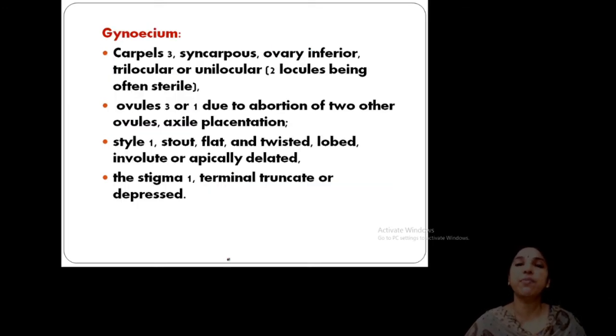Now look at the gynoecium. Like Cannaceae, here also 3 carpels, syncarpous, inferior ovary, trilocular or unilocular, everything somewhat the same. And ovules 3 or 1. Sometimes only 1 is present due to the abortion of the other 2 ovules. Style is 1, only one style present, that is stout, flat and twisted, and apically dilated or curved. Stigma is 1, terminal, in a depressed condition. So this is a very important structure, the androecium, and you have to explain the androecium and also the gynoecium.